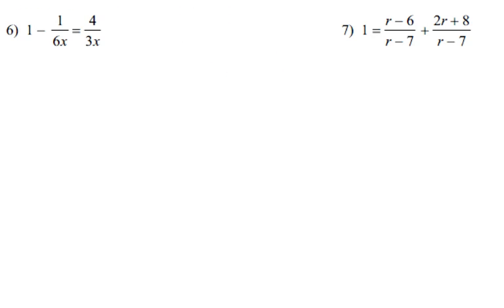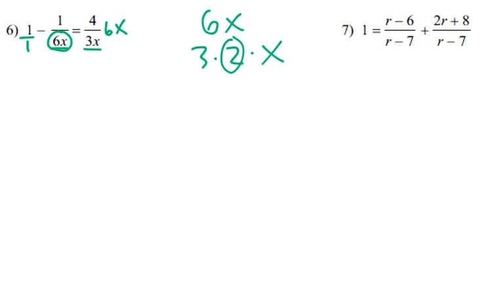Okay, so let's take a look at number 6. So we've got 6x and 3x, and think of that as 1. So if I multiply by 6x, will I get rid of the 3x? Yeah, because 6x is like 3 times 2 times x. So you'd have a 2 left over. So I times every piece, even the 1, by 6x.